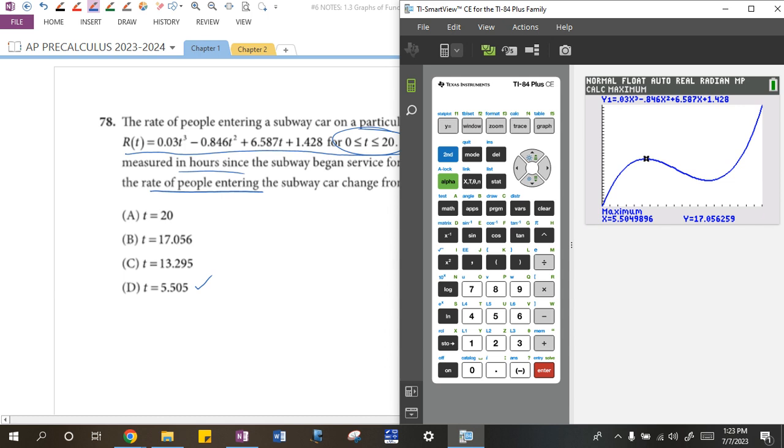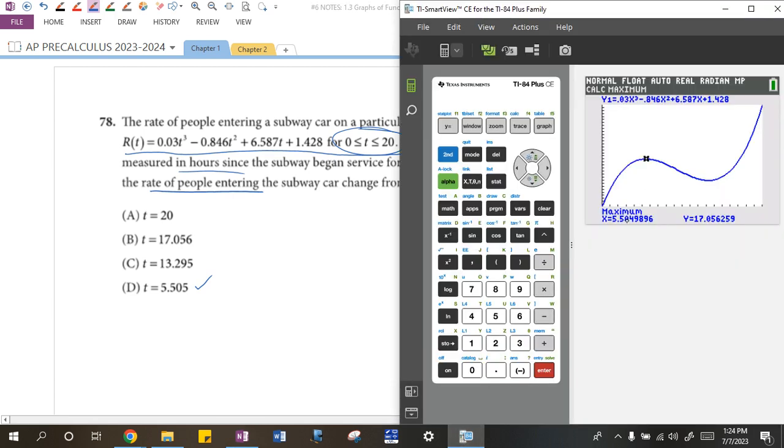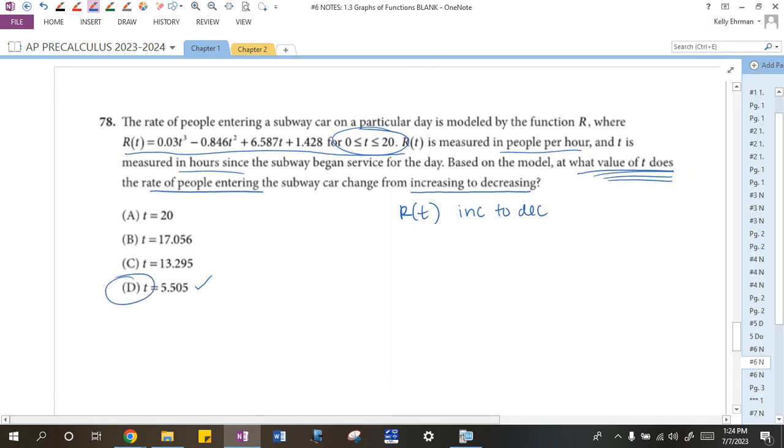Now notice the y-value that they have on here, 17.056. They're trying to trick you. That is the y value of the maximum. The question says at what value of t? So we want the x value, which is 5.505.